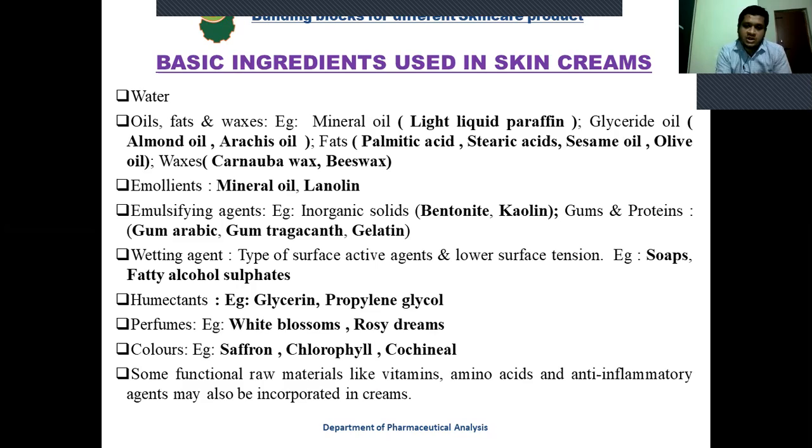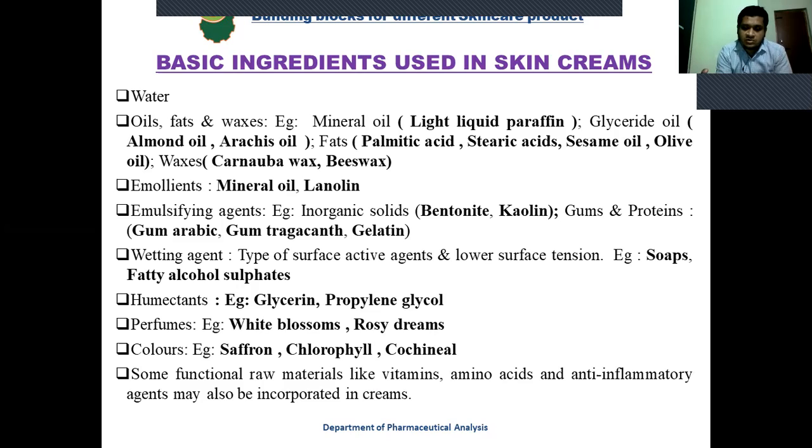mix. But suppose we want to add a hydrophobic drug, or any ingredient which is hydrophobic in nature, in water, so they will not mix properly. Even in cream, whenever we use various ingredients, some ingredients are hydrophilic in nature, some are hydrophobic in nature. So to make the attraction better between the hydrophilic and hydrophobic, we have to add wetting agents, to improve the wettability.